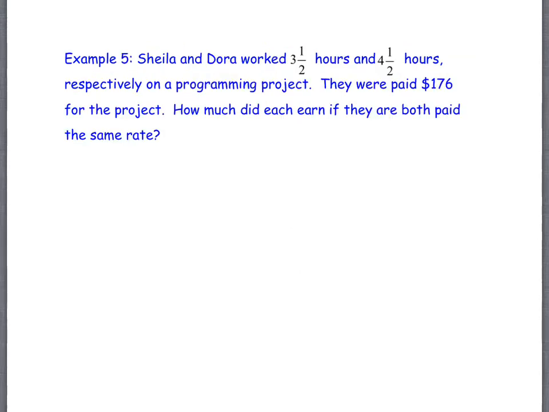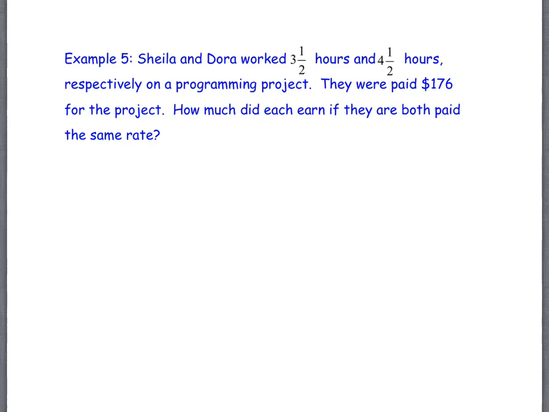Okay, we have Sheila and Dora, and then we have Rattlesnake School. All right, let me set up Sheila and Dora, because this is an interesting setup that you're going to see on your homework. And then we'll stop, and you guys can solve it on your own, and I'll solve it later and post it. Sheila and Dora work 3.5 hours and 4.5 hours respectively on a programming project. They're paid a total of $176 for the project. Question is, how much did each of them earn if they're paid at the same rate?